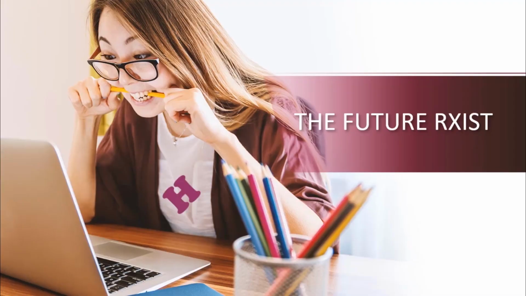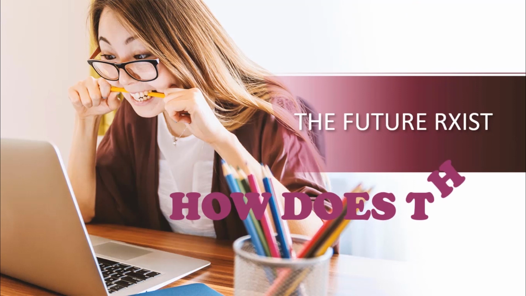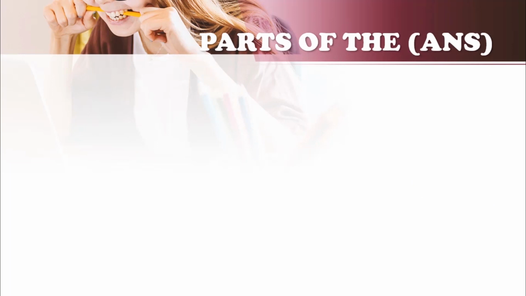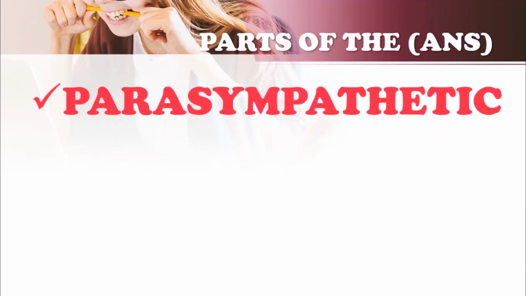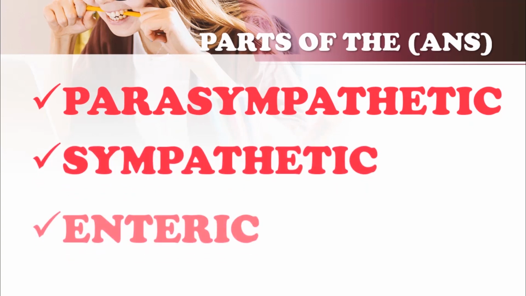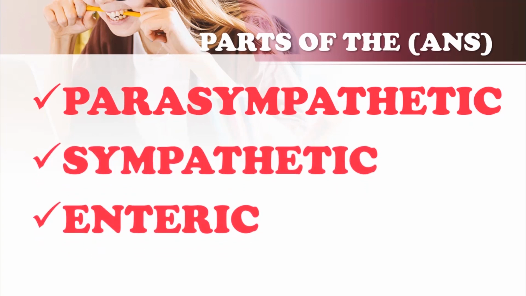Good day, guys! So our topic for today would be, how does the ANS work? ANS has different parts, namely your parasympathetic nervous system, your sympathetic nervous system, and your enteric nervous system. So in this video, we will be focusing on the parasympathetic nervous system and the sympathetic nervous system and their effects.